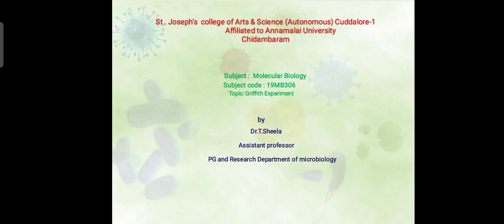Now I discuss the topic Griffith experiment. First of all, what is nucleic acid? Nucleic acid is a naturally occurring chemical compound that is capable of being broken down to yield phosphoric acid, sugar and a mixture of organic bases, purine and pyrimidine.